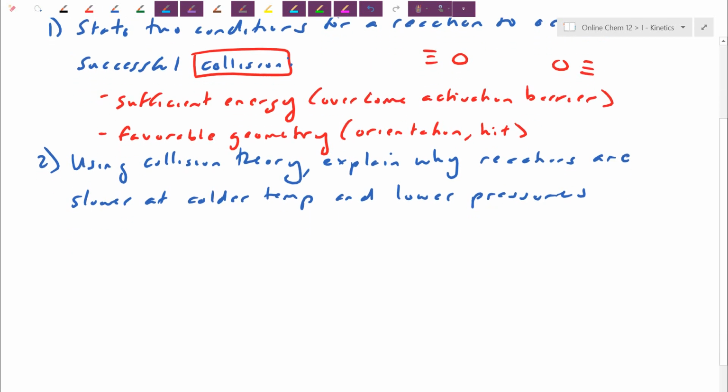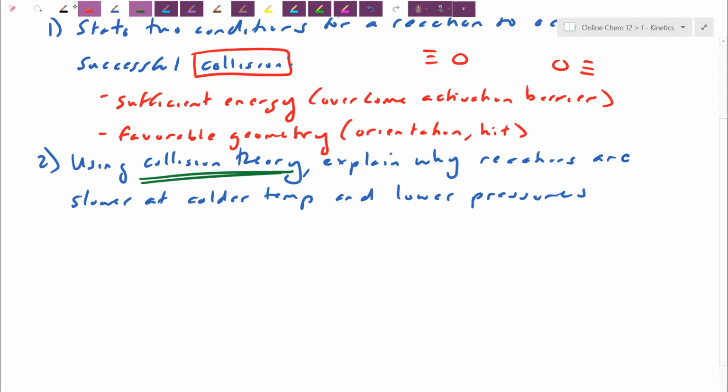Now, noticing in this question, they do emphasize using collision theory. So you can't just say, oh, I just memorized it: colder is slower and lower pressure is slower. I can't just do that because I didn't mention collision theory. Specifically, I want to mention, did I do anything to the energy argument? Did I do anything to the geometry argument?